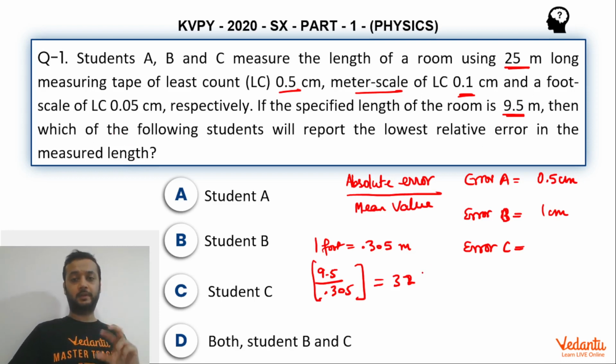Every time you measure, you will have an error of the least count, 0.05. Using the same logic, the total error in the measurement of C will be 0.05 into 32, which comes out to be 1.6 centimeters. So you can see that the error in A is lowest, whereas the error in C is highest. So the lowest relative error will be in the measurement of A. So student A will have the best measurement in comparison to B and C. This will be the correct answer. I hope you have understood. Thank you.